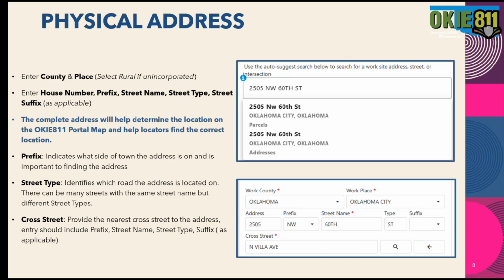The cross street is also very important. This is the nearest cross street to the address. And again, you're going to include the prefix, street name, and street type on that as well. It'll help you with the map search and give that information to the locators. Basically, when you break down all of the elements of an address, that house number, prefix, street name, street type, those elements all work together to help determine where it's located within the given city.